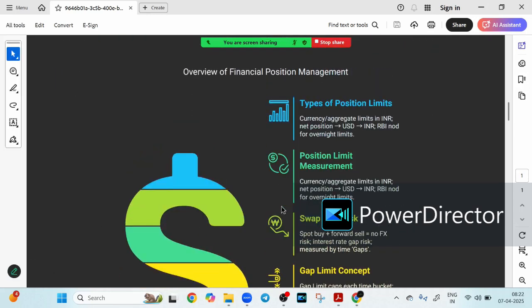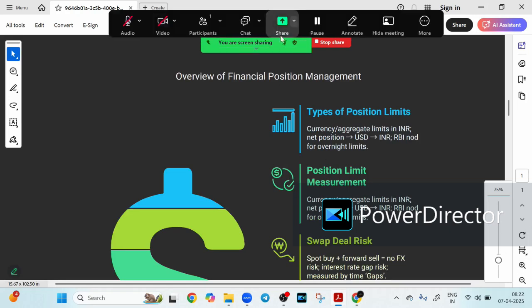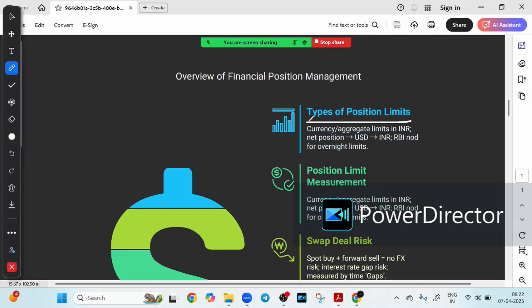Now friends, let's move to the overview of financial position management. Let's decode a financial position management framework, a crucial system that keeps a bank's forex and treasury exposure in check, within the regulatory comfort zone. First of all, the types of position limit. Let me zoom in a little bit so that this picture becomes clear.